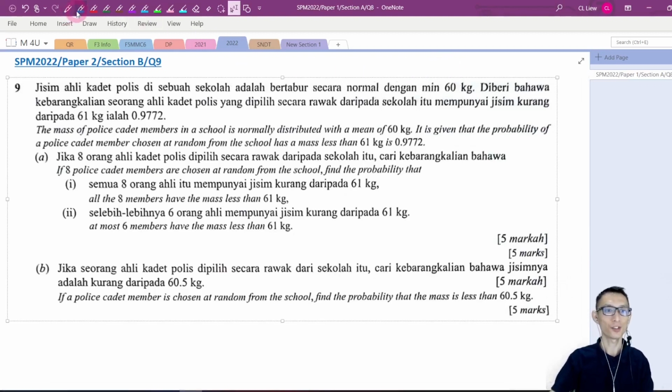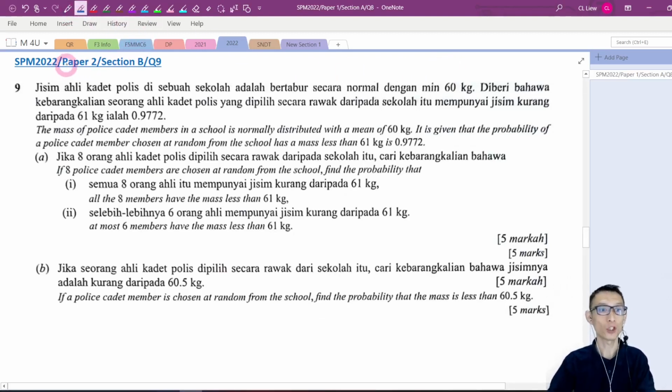Let's try this question. This question is taken from SPM 2022 Paper 2 Section B, and it is from your Form 5 Math Chapter 5 Probability Distribution. Now let's look at Part A.